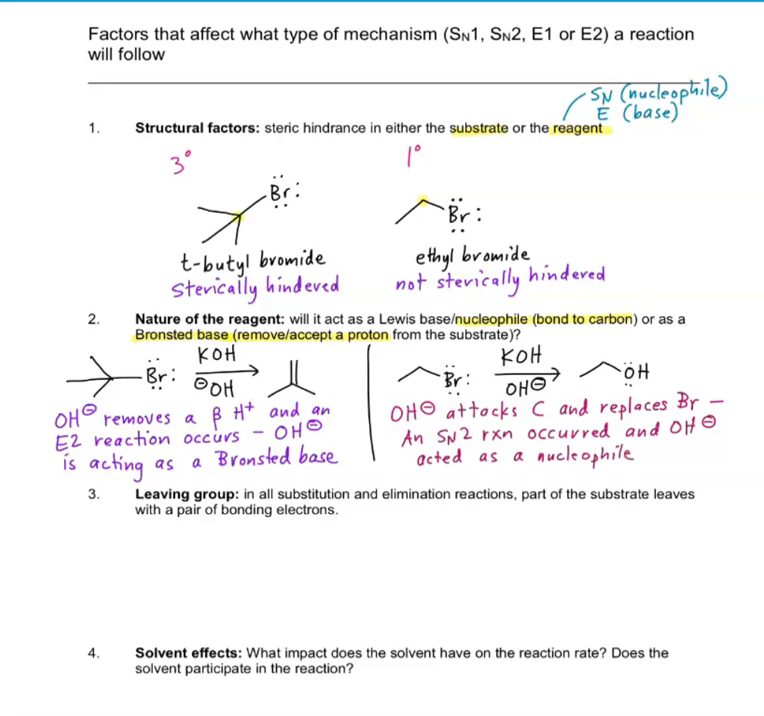So notice that you have the same reagent in two different situations, and it's going to do two totally different things. In the first example, we had an E2 result. In the second example, we have an SN2 result. Now in these examples, this ties back to our first idea. It has to do with the structural factors or the steric hindrance that's inherent in tert-butyl bromide, but that's not present in ethyl bromide.